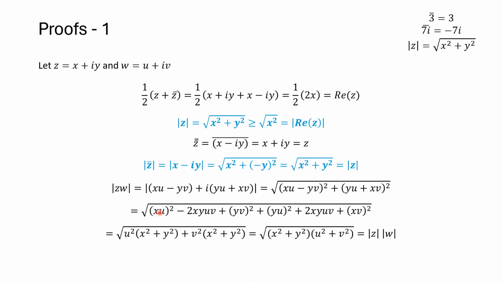And then you can take this term, the x squared u squared and the y squared u squared, factor out the u squared, and do the same thing with this term and factor out the v squared. Then you can factor out x squared plus y squared from each of these, and you get x squared plus y squared times u squared plus v squared. And that just gives you the modulus of z times the modulus of w.